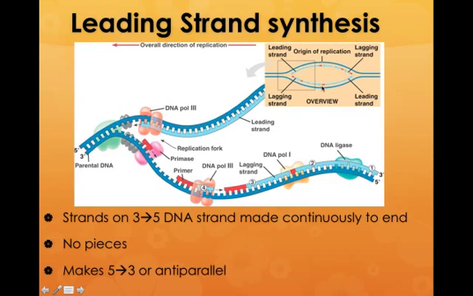Now if you remember, if we get here on this strand, the 5' end is this way, onto the right. So we lay down a primer and we have one continuous strand. This strand here is called the leading strand on the bottom strand. And up here, this strand is also called the leading strand. It's done continuously in one piece all the way to the end.